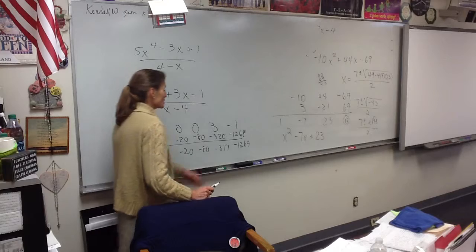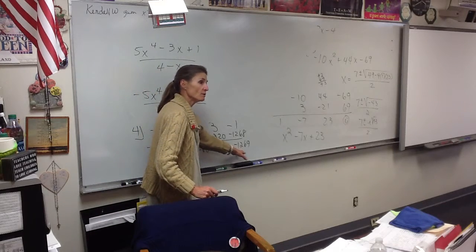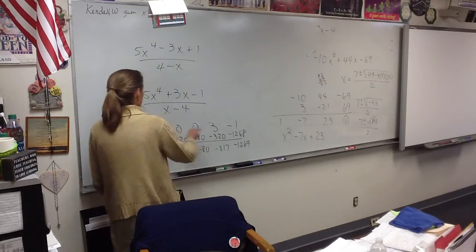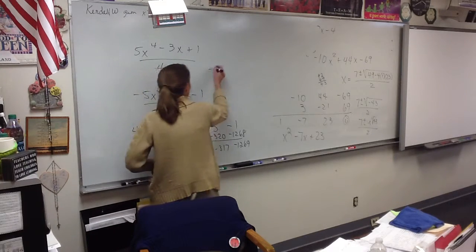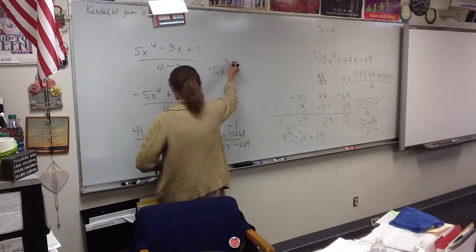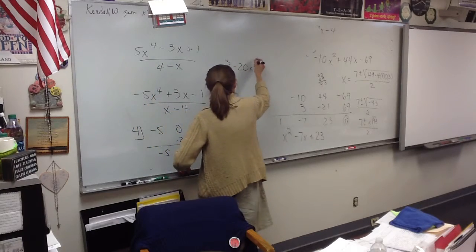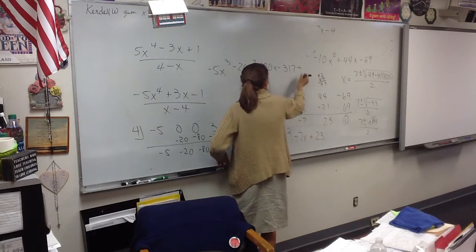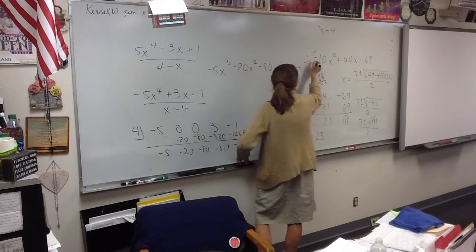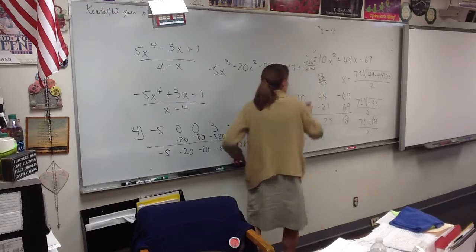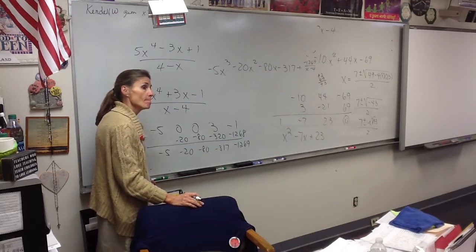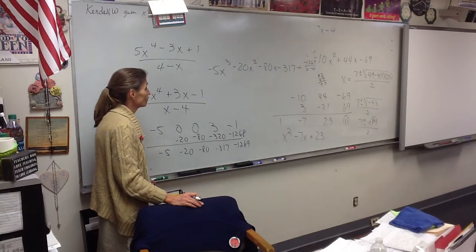So anyway, the question was, what do I do with the remainder? The remainder just gets put over whatever you divided by. So this would be negative 5x cubed minus 20x squared minus 80x minus 317 plus negative 1269 over x minus 4. Well, I didn't know how to do it. Don't you have to divide it again with the cube? Don't you have to do synthetic division twice since it's a cube?